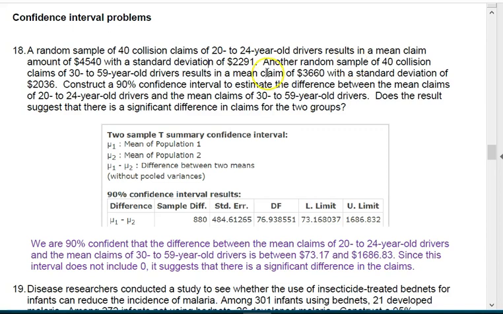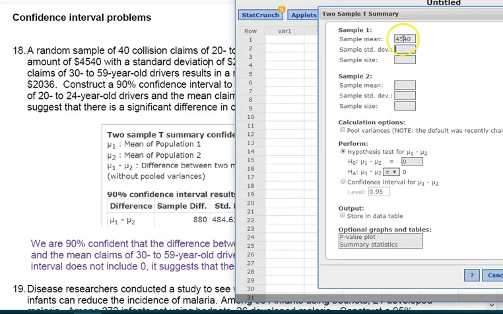So we're going to put in our sample mean, sample standard deviation, and sample size for each of the two groups. We want to do it in the same order that they come up in the question. So we're first going to put in the information for the 20 to 24-year-old drivers, and then we'll put in the info for the 30 to 59-year-old drivers. There's our info for the two different groups.